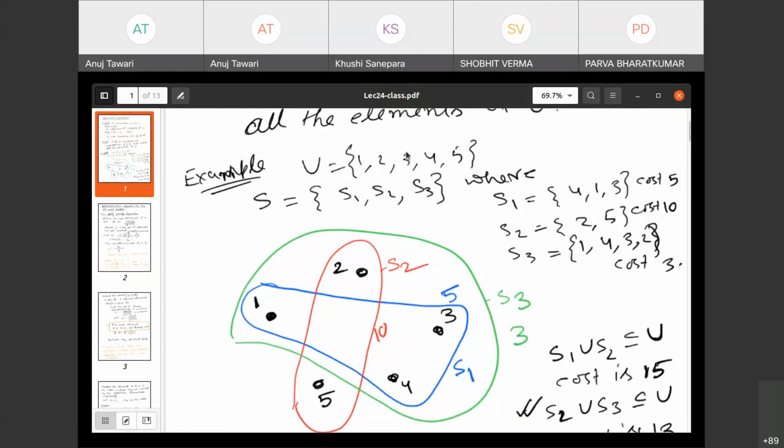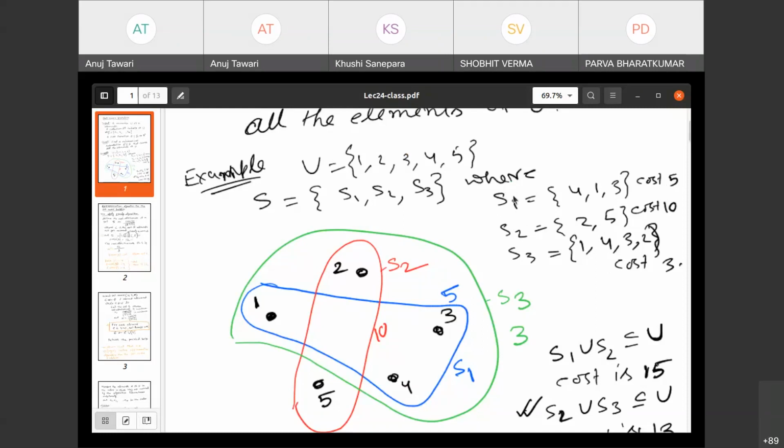Okay. So if you just pick one set, let's say I just picked S1, I won't be able to cover 2 or 5. S2 again, I won't be able to cover 1, 3, 4. And S3, I won't be able to cover 5. So I have to pick at least two sets from these.